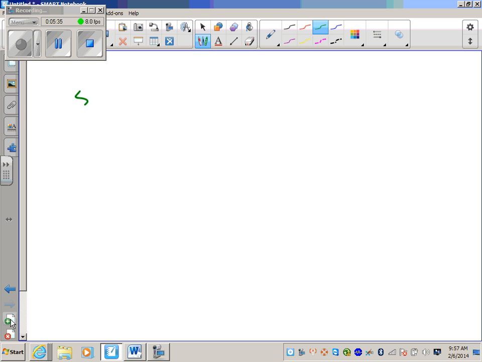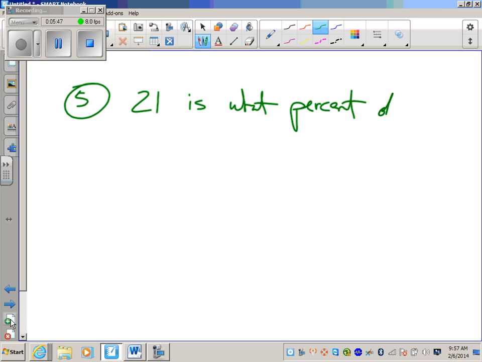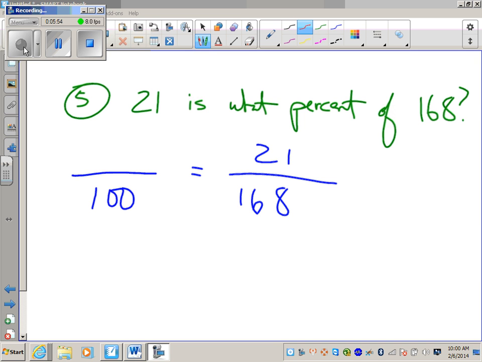Try number 5. 21 is what percent of 168? All right, so I could keep it as is. Can I simplify 21 over 168? What do they have in common?